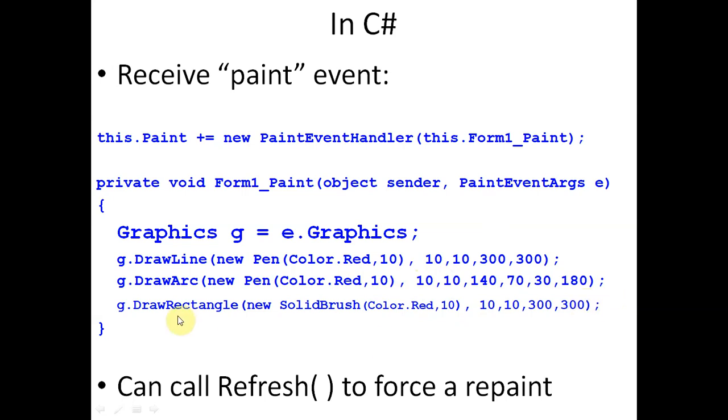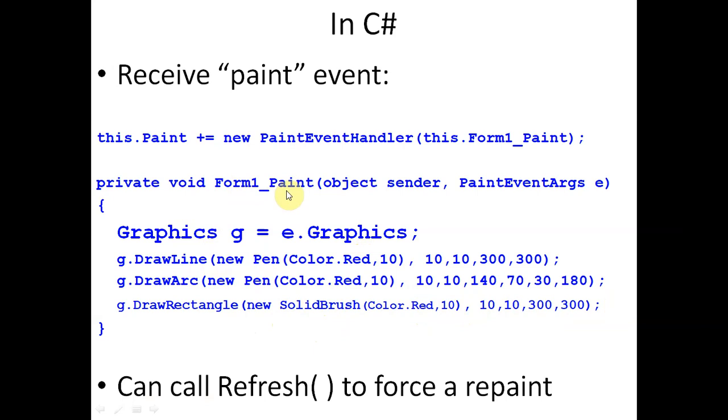And this is the rectangle. In case of the rectangle, we require x1 y1 and x2 y2, and we are using a solid brush, its color is red and thickness is 10. So you will see the difference in the output. This is the program, and this is the paint function, form_paint.